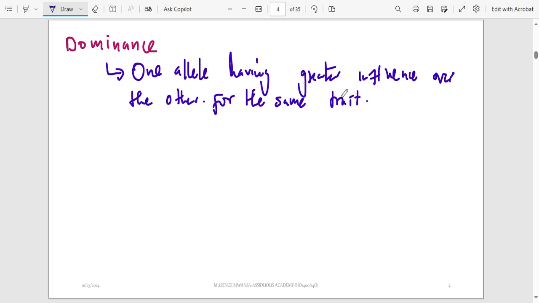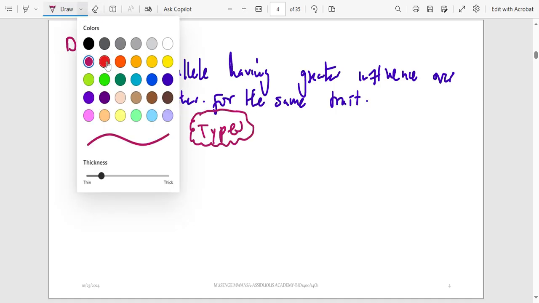So having understood this, we also need to know there are different types of dominance. There are three of them that we need to understand, and I'm going to write them on top here. Please understand this well because it's coming, all right? What are the types of dominance? We have said we have got three types of dominance.